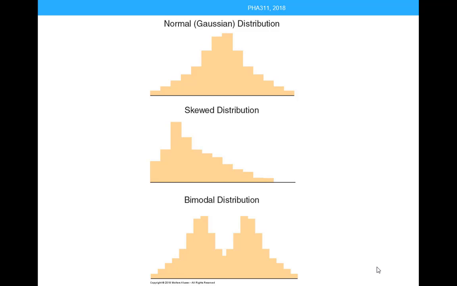So bimodal mode is the best measure to know where the values are. In this case you will have two values because it has two humps, bimodal, two modes will be there.